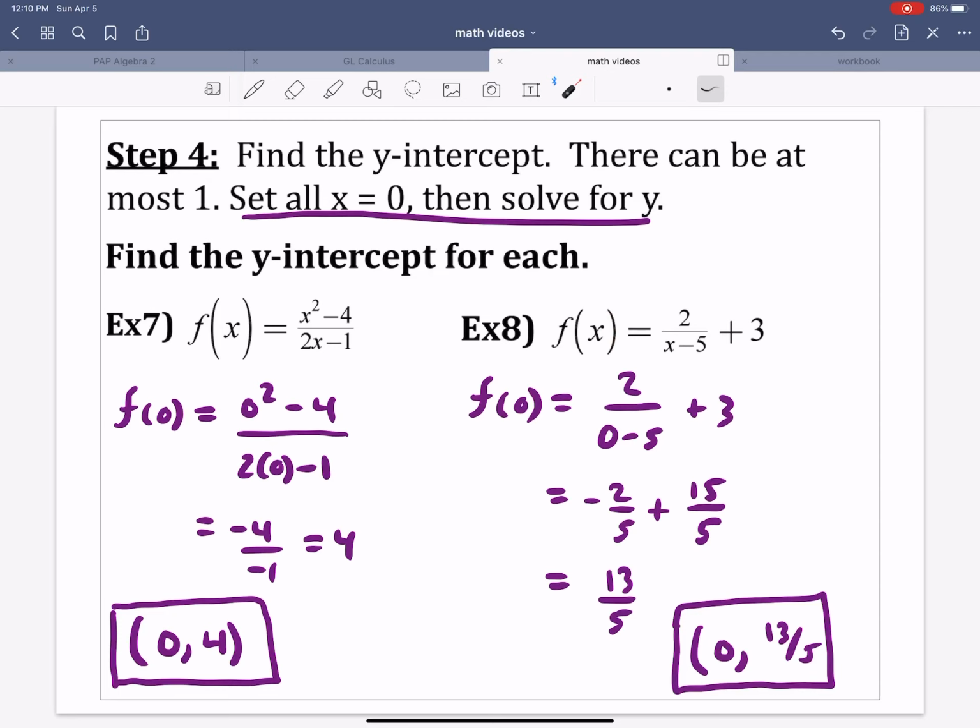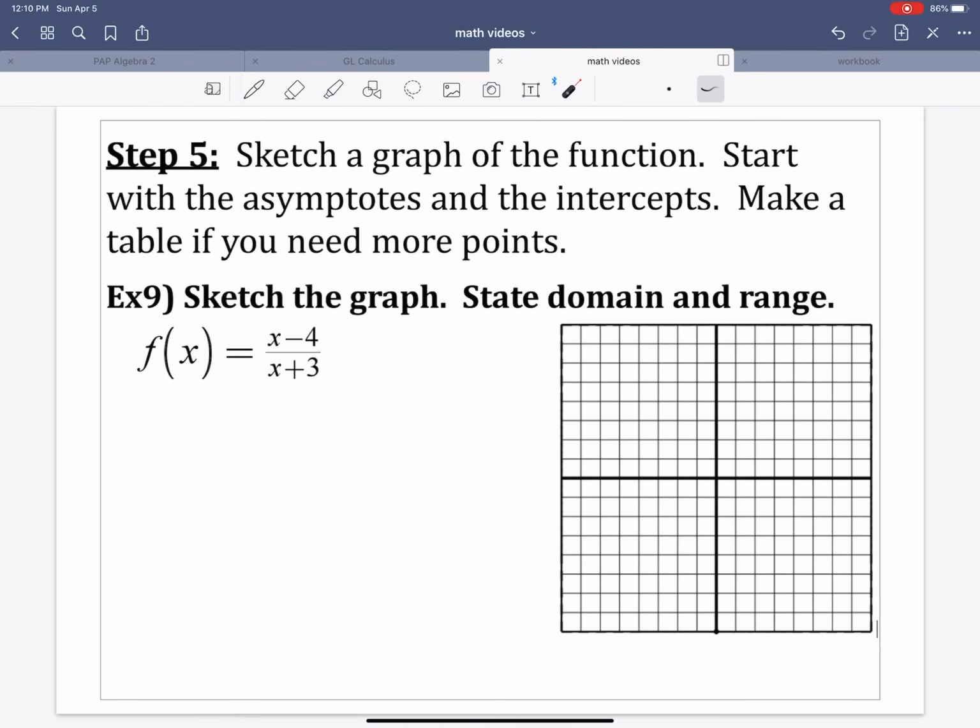And then step 4, the one we just did, plug a 0 in for every x you see and solve for y. Okay? So step 5 is to sketch a graph of the function, start with the asymptotes and intercepts, and make a table if you need more points. So here's what we're going to do. We're going to put everything together that we've already done, all 4 steps in one context here.